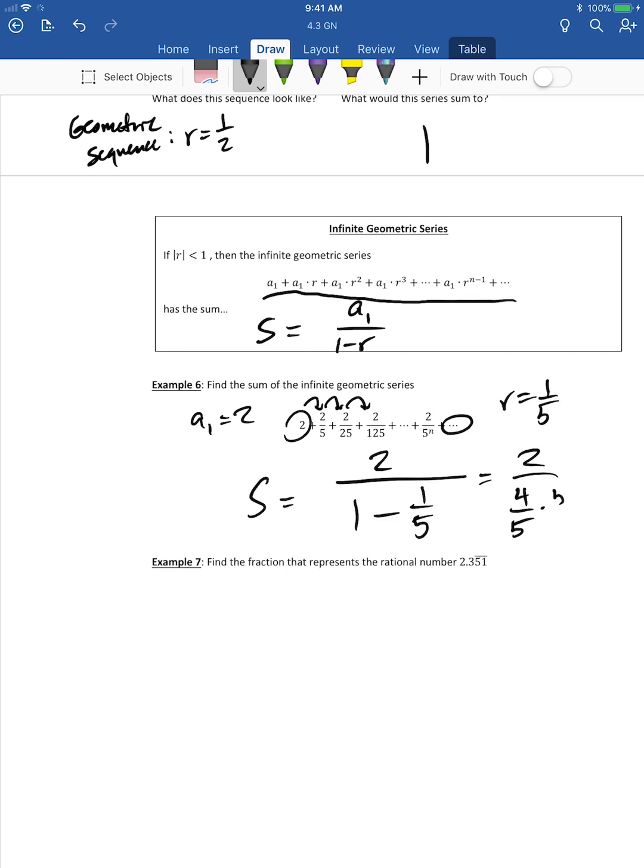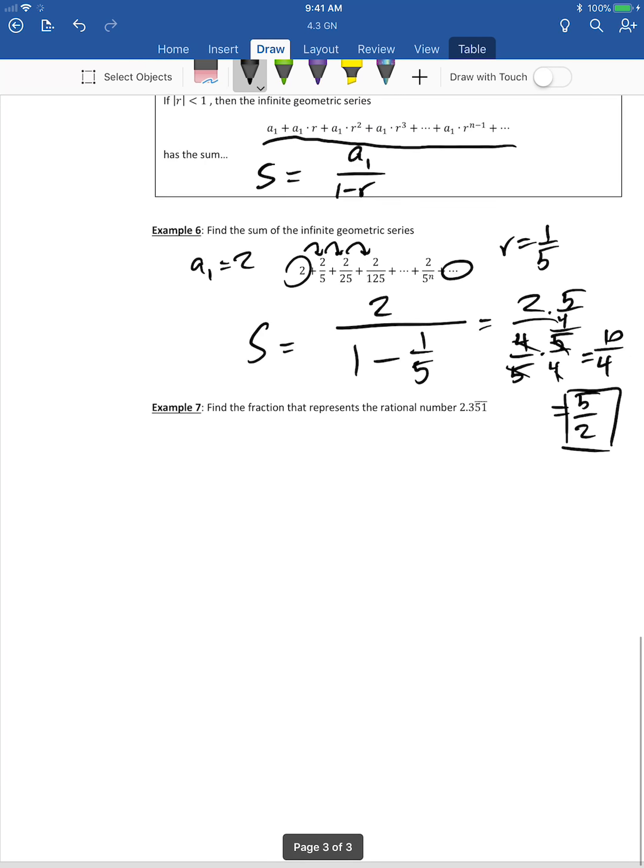If I flip the fraction, I get 10 over 4, which reduces to 5 over 2. So the sum of every single term in this infinite geometric series is 5 over 2. I can't get over how cool that is, that we can use such a simple formula and get an answer like that. So exact and precise.